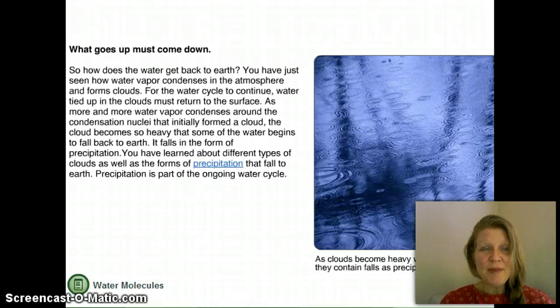Now we know what goes up has to come down, and how does water get back to Earth? That is after condensation occurs and the clouds become saturated with a certain amount of water, the water begins to fall back down to the Earth in the form of precipitation. And the form of precipitation, of course, is dependent upon the temperature and the climate where the precipitation is occurring.